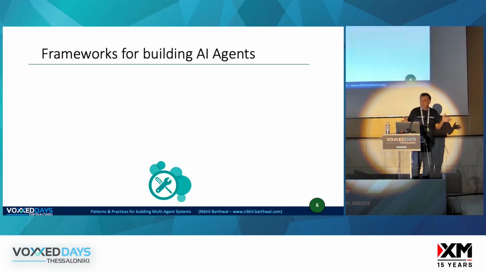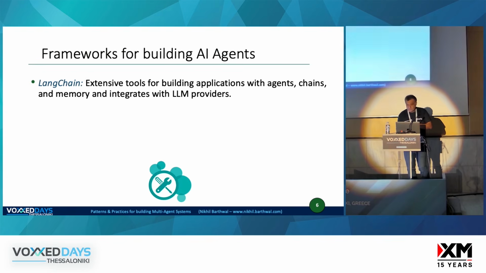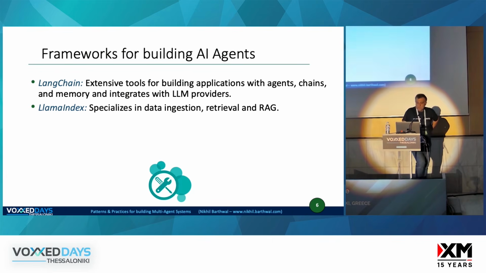There are tons and tons of frameworks to build AI agents. I particularly chose a small number of open source ones, because if you really look at frameworks, there's a new framework pretty much coming every day, and there are a lot of open source and commercial ones. LangChain is by far the most popular one. It has a lot of tooling for building applications with agents, chains, memory, etc. It provides out-of-the-box integration for various models. Then you have Llama, which is a little bit more specialized for data ingestion, retrieving, RAG. RAG is retrieval augmented generation.